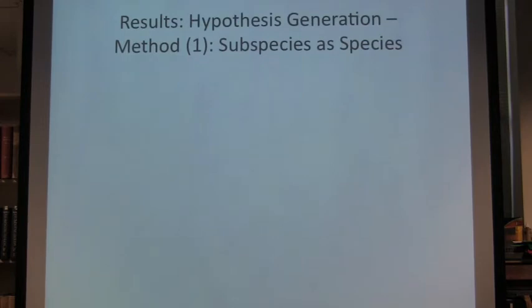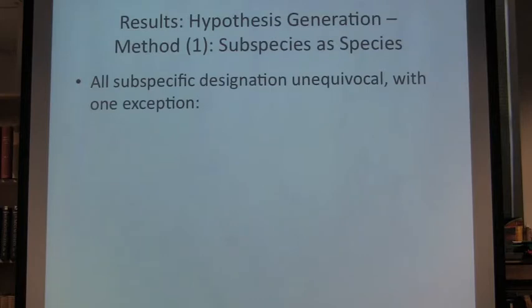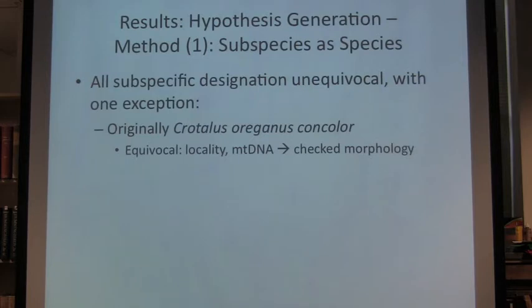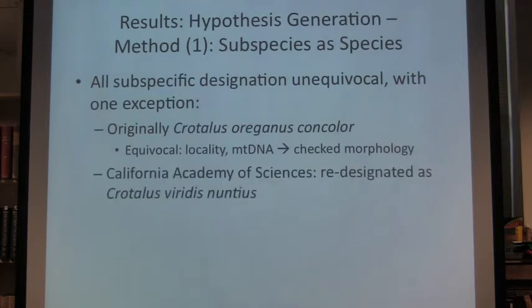Okay, so next I'm going to walk through the results of my hypothesis generation. For generating my hypothesis of subspecies as species, all subspecific designation was unequivocal except for one individual, which was originally designated as Crotalus organus concolor. With the assistance of the California Academy of Sciences curatorial staff, we redesignated this individual morphologically as Crotalus viridis nuntius.